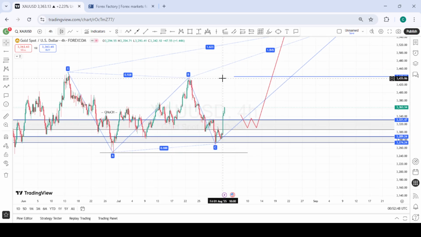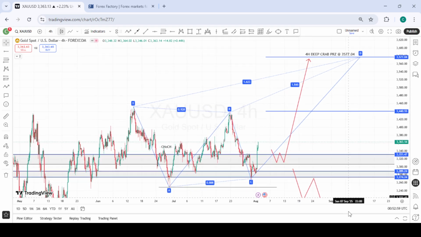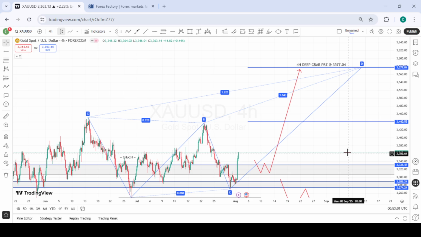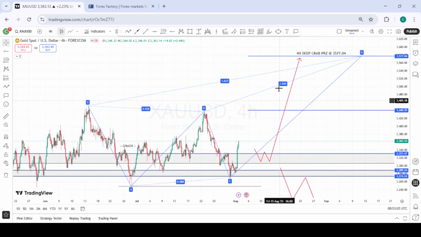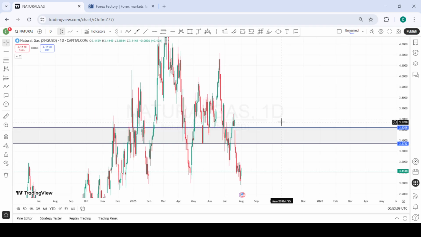The only way this can be invalidated is if price comes all the way, breaks below this low, gives us a retest and keeps selling to the downside. That way we are going to be bearish on gold, but until then we are very bullish on gold, and we are expecting a potential deep crab pattern formation on gold for the coming week. Let's go to the next.